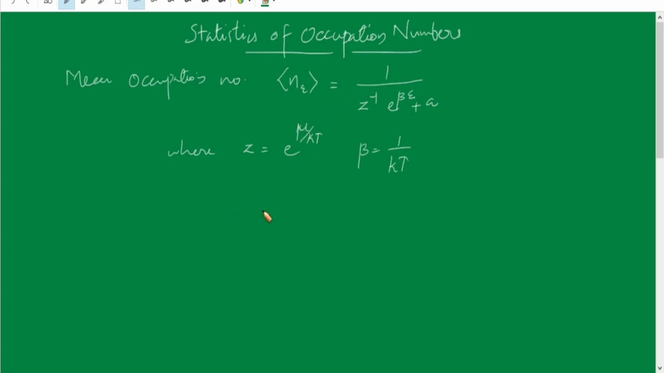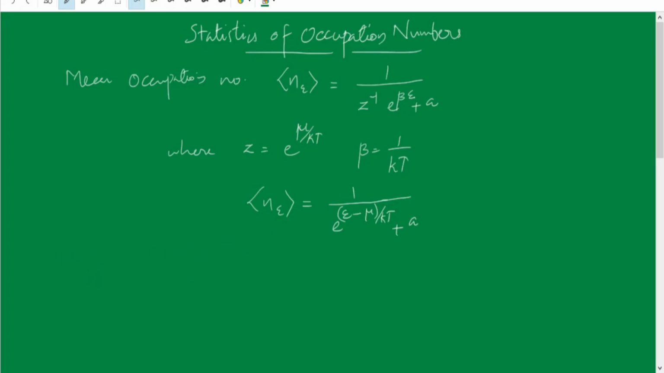Therefore, if you substitute this in the equation, N_E average is equal to 1 divided by e raised to, beta is 1 by kT, so E minus mu divided by kT, plus a. Okay. So this is the general expression for mean occupation number. Now let us see one by one.